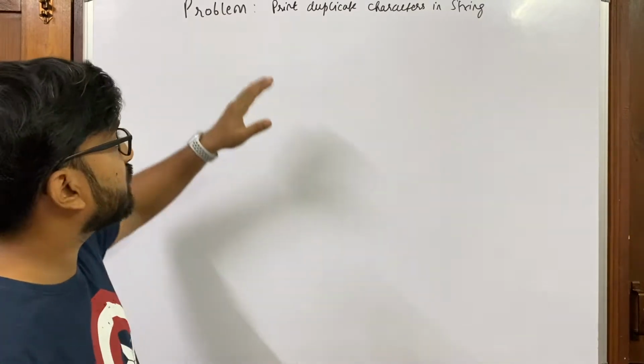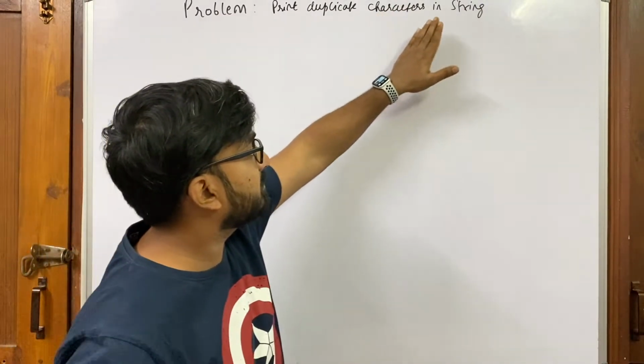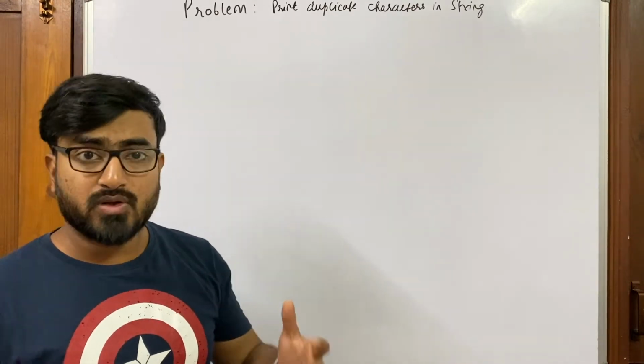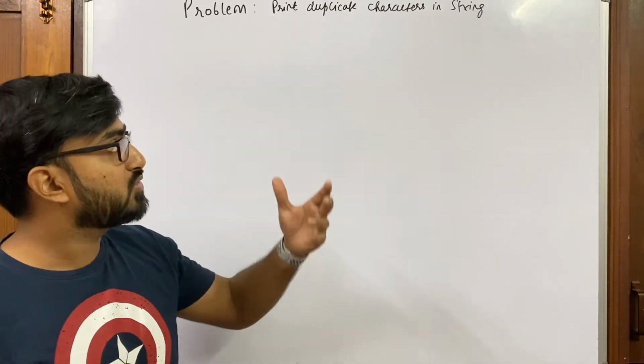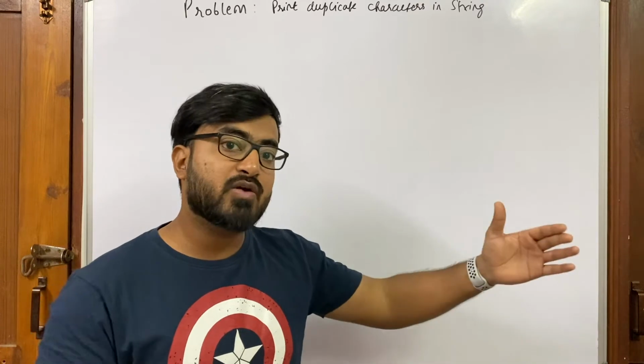So in this video we solve the problem to print duplicate characters in a string. In the first half I'm going to explain how we are going to solve this problem, and in the second half we are going to look at the code.